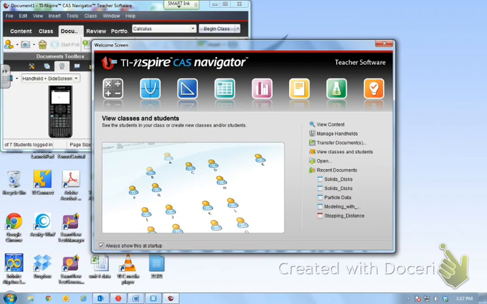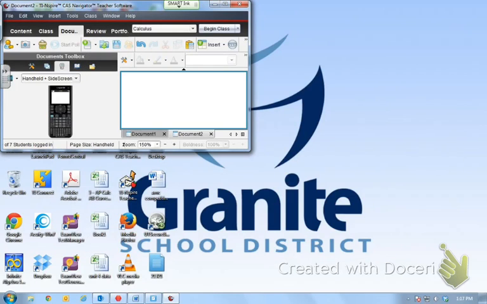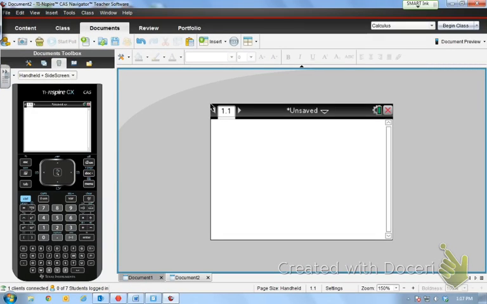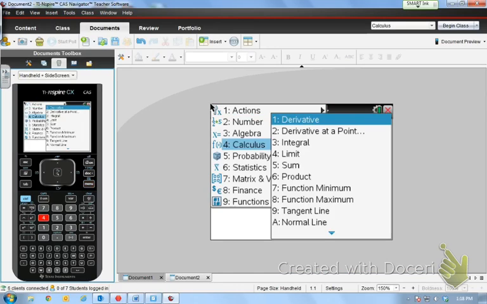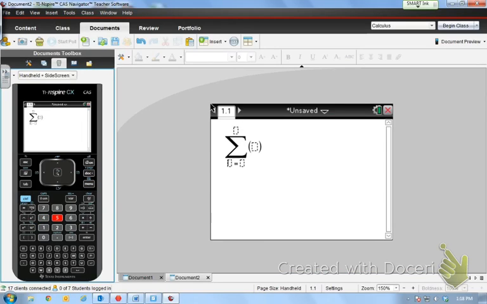Okay, so we need a calculator page. We go to menu, calculus. There is a sum button, number 5. Set up exactly like we write it. So we go n equals 1 to 20, and we have 1/2.